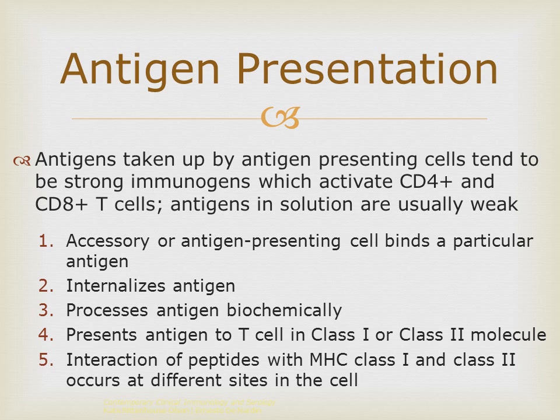So what happens is that the accessory cell or the antigen-presenting cell binds to a particular antigen. It takes it inside. It internalizes it. Once it's inside, it breaks it up into various parts and pieces. Then it takes one or more of those parts or pieces and takes them to the cell surface and attaches them to either its class 1 or class 2 molecule, depending on the type of cell that it is.